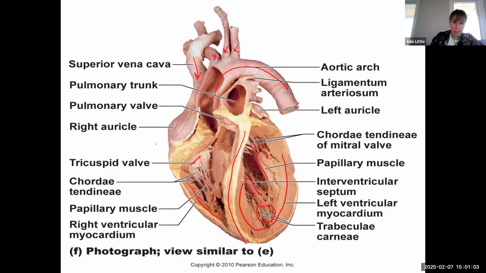And everything that you see that's solid up here, that's actual valve. So that's a tricuspid valve. We don't really see the bicuspid valve or the mitral valve because it's up higher. But you can see the pulmonary valve, these little flimsy white things here.